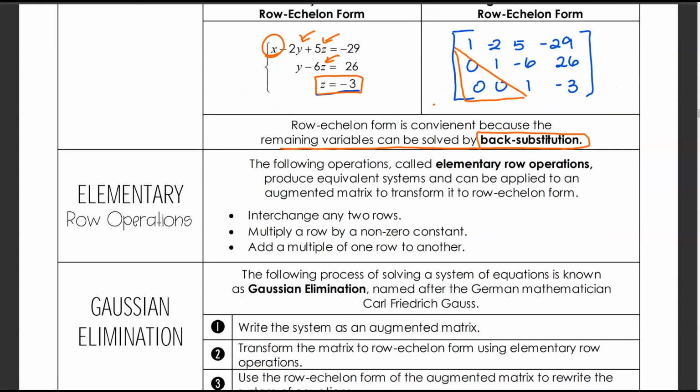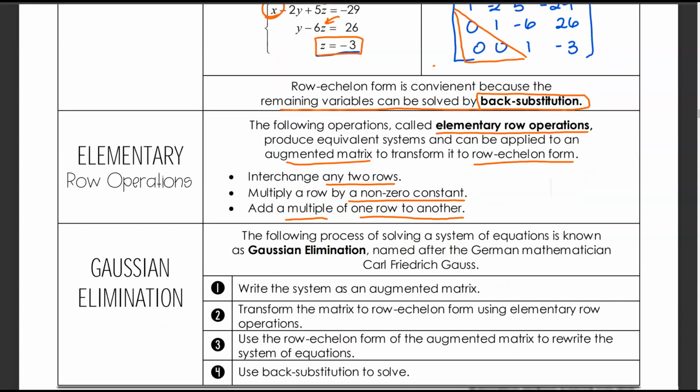The following operations are called elementary row operations, and they produce equivalent systems and can be applied to any augmented matrix to transform it to row echelon form. So the first thing we can do is interchange any two rows. We can multiply a row by a non-zero constant, and we can add a multiple of one row to another row. So in essence, if you think back to when we were manipulating the linear equations, we are manipulating them still, except we're doing that in the form of a matrix. We'll go through an example.